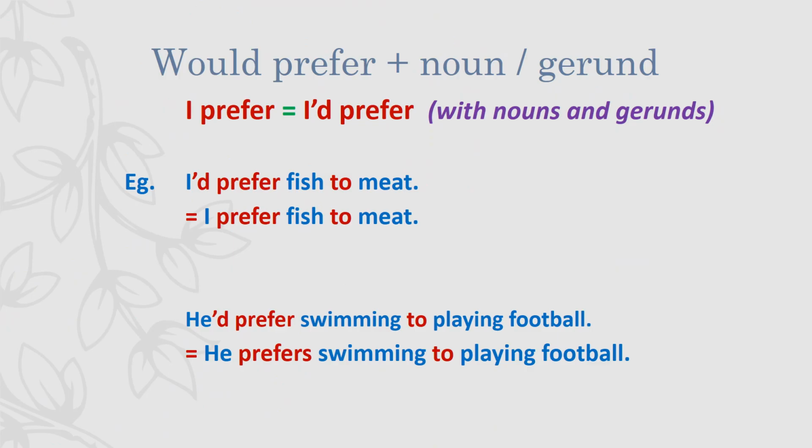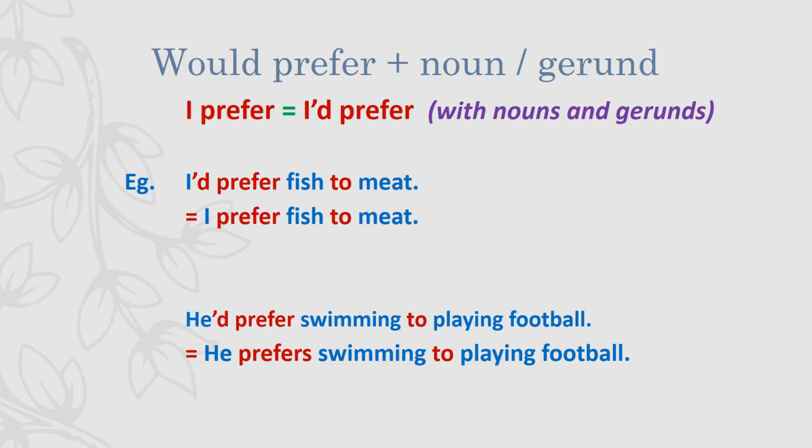We use would prefer to express preferences. You want to prefer something over another thing. So you will say, I would prefer something to something else. Take care that I prefer and I'd prefer, I would prefer, can be equal in two cases: when you use nouns or gerunds.